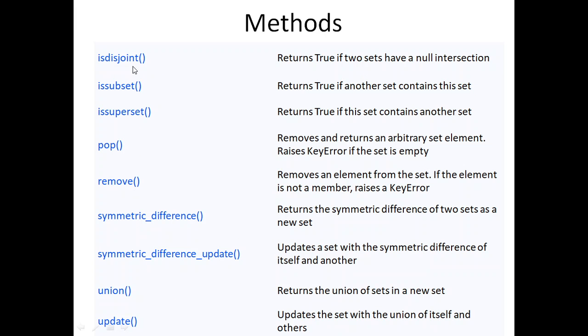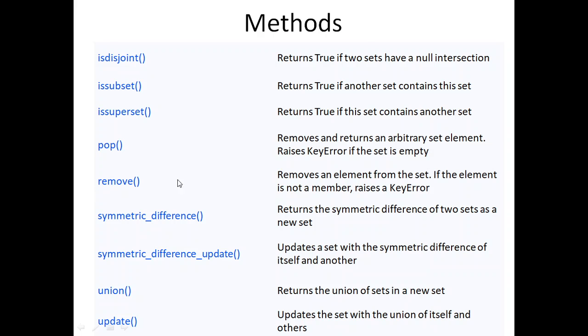Then isdisjoint is there. It returns true if two sets have null intersection. That is, if both the sets are disjoint sets, it will return true. Then issubset. It will return true if another set contains this set. Subset, you know, subset operation. Similarly, issuperset is there. Issuperset returns true if this set contains another set.